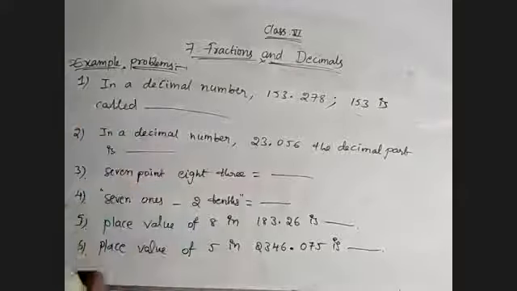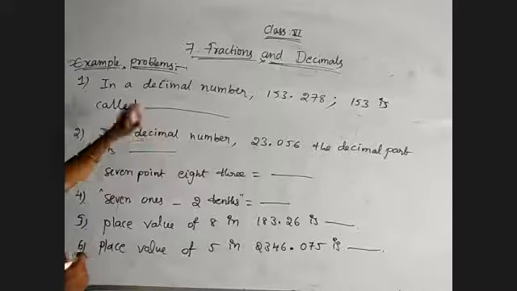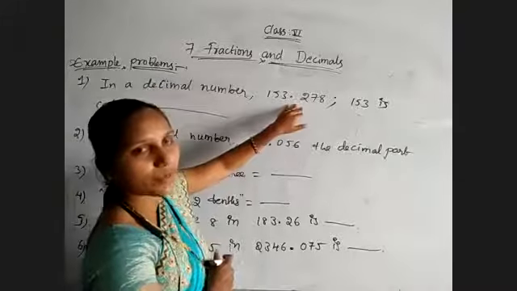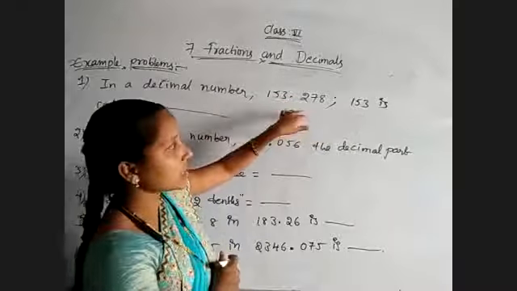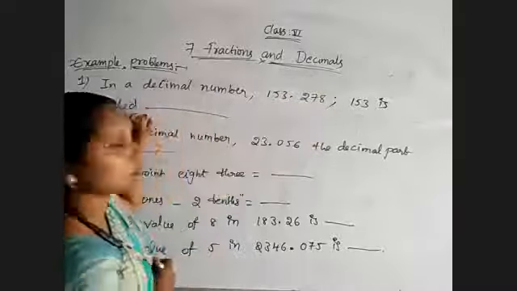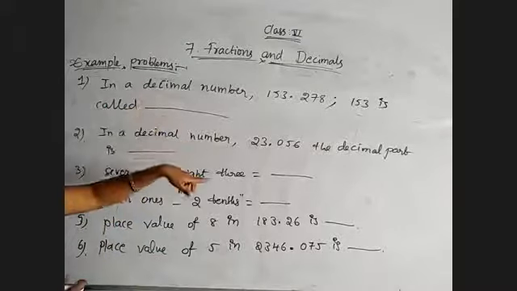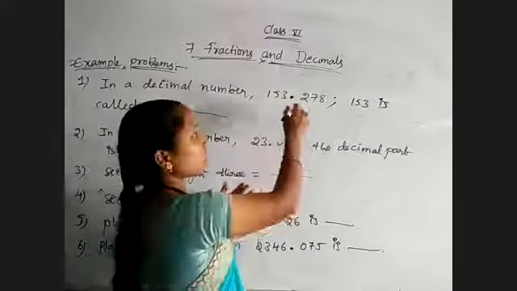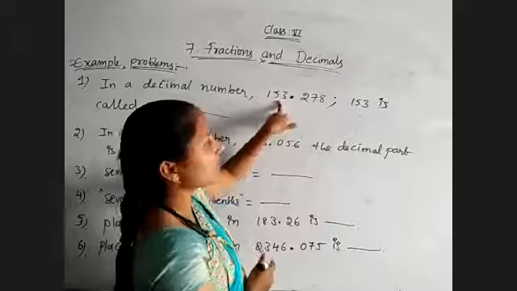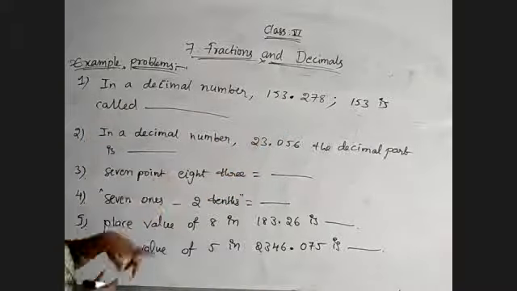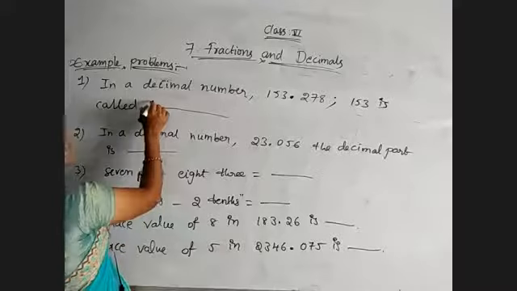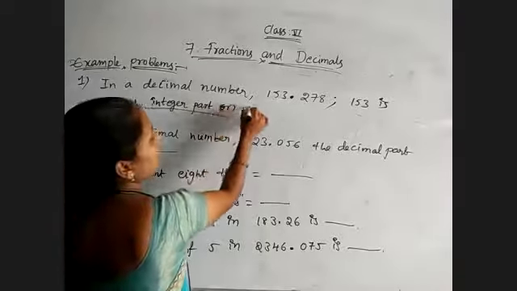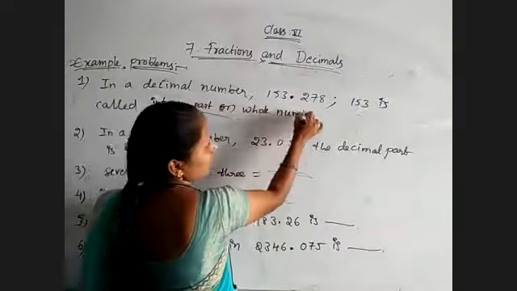Okay, now observe these problems. Now just decide whatever questions they are asking. In a decimal number 153.278, this is the number, 153.278 is a decimal number. In this, 153 is called which part? In a decimal number we have two parts. So 153 is before the point and 278 is after the point. So 153 is called integer part or whole number part or integral part. So integer part or whole number part or integral part, anything. Okay.